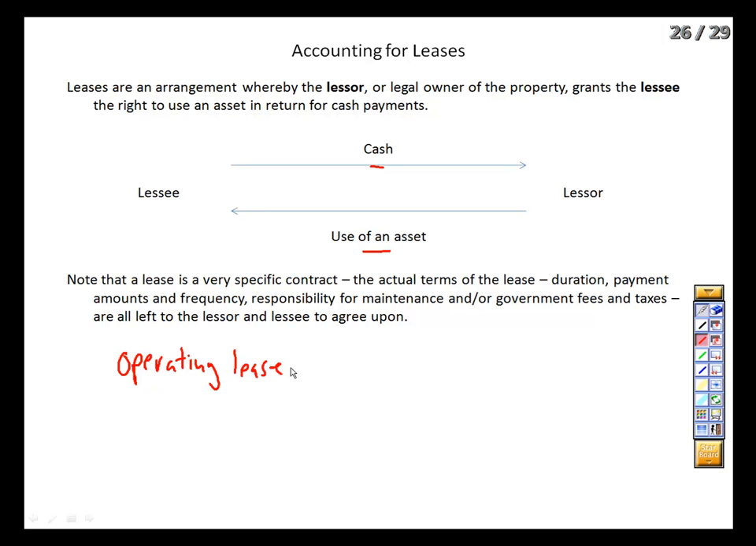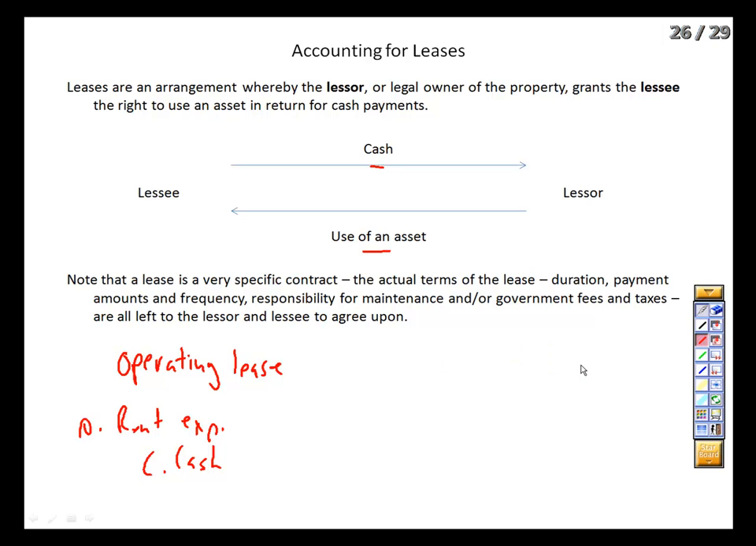This is our typical short-term rental agreement, and we will treat this as an expense when we use the asset. If we're renting retail space, we'll debit rent expense, and we'll credit cash as we make those payments, or perhaps debit prepaid rent, depending on the timing of the cash flow. Pretty straightforward.